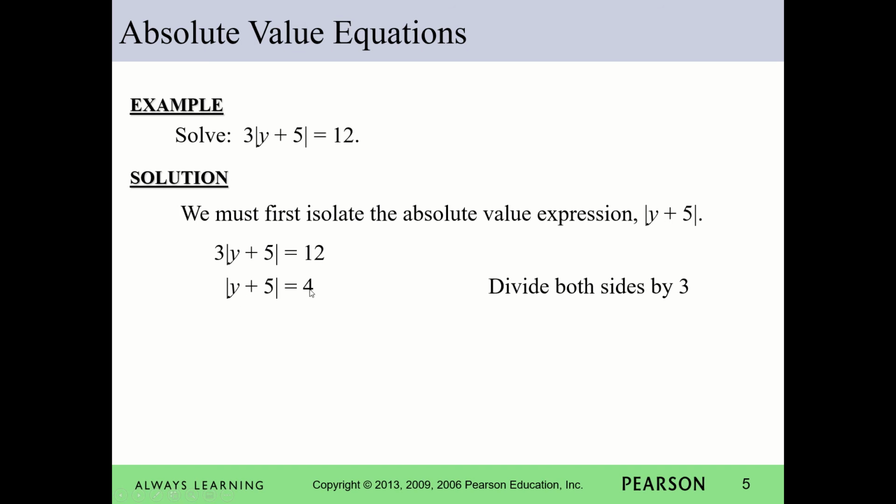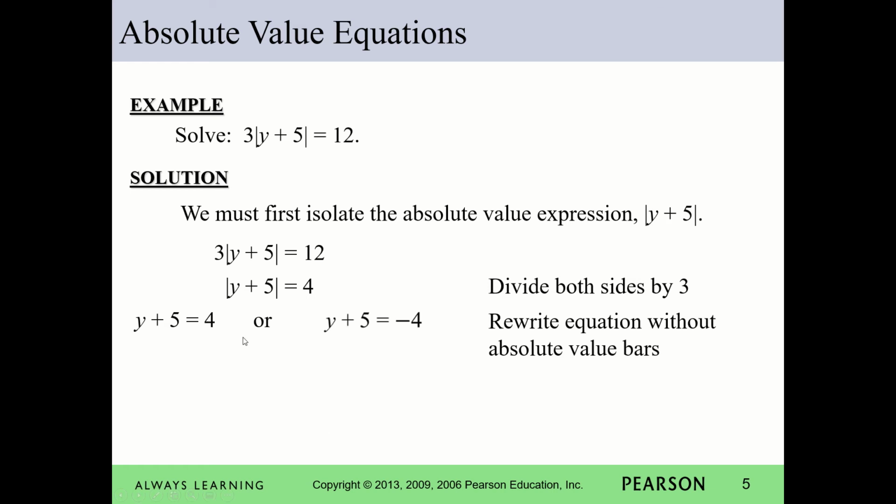From here, I'm going to separate my equation into two separate equations, the positive and the negative. So we're going to say y plus 5 equals 4, or y plus 5 equals negative 4. That's because if you plug either of those into this absolute value, you're still going to get the same answer. So from here, we just solve both of our equations and find out what y can equal. On the left, we're going to subtract 5. We'll get that y equals negative 1. And on the right, we're going to subtract 5 and get that y equals negative 9. And those are your two options. If you plug either of these into the absolute value, you're going to get the same answer.